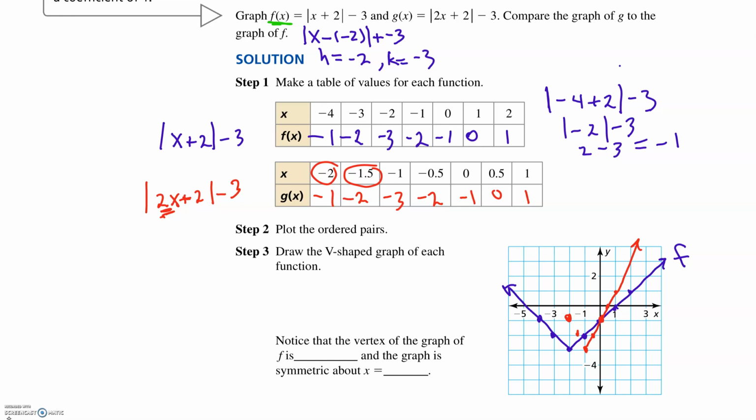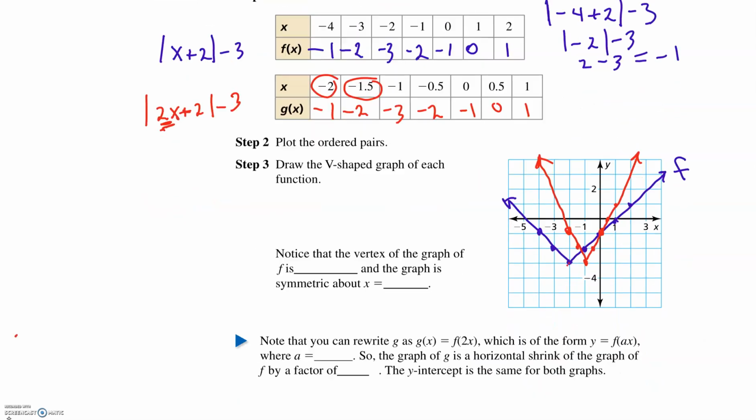Notice on this one, what we've done is we've taken our x values and we've cut them in half. So (-2, -3) is now (-1, -3). We've cut the x values in half, so it's a horizontal shrink. Right? Let's fill in the rest of the information in the blanks here.